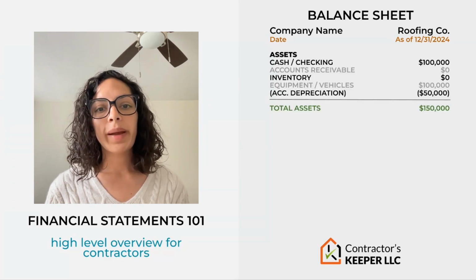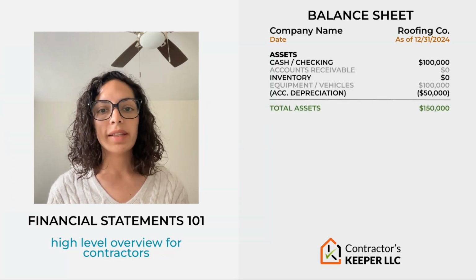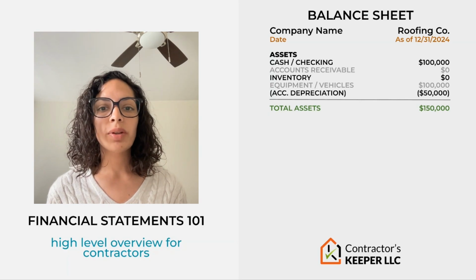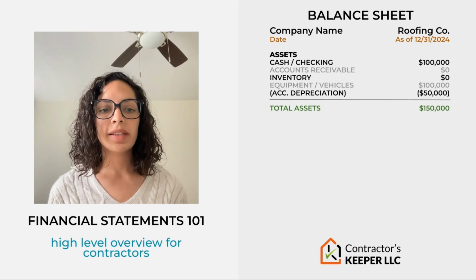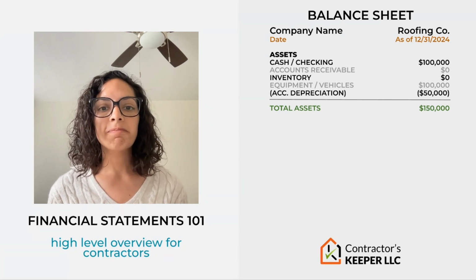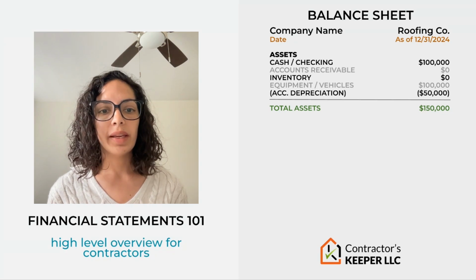The first part of the balance sheet covers the assets. So this would include what is called current assets and non-current assets. So your current assets would be things like your cash, your checking, your accounts receivable, inventory, things that in terms of liquidity would be easy to move.